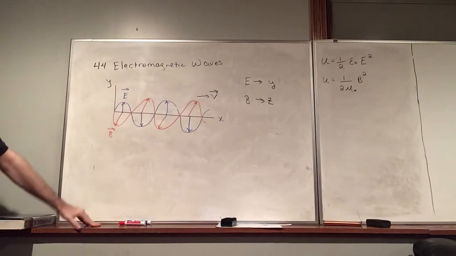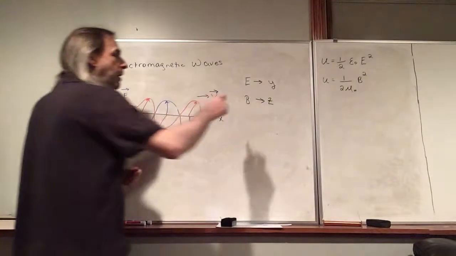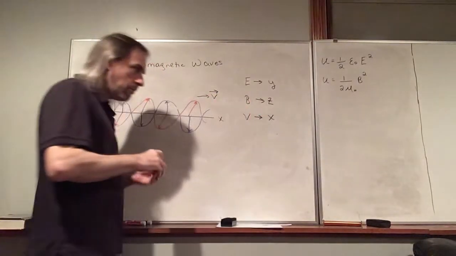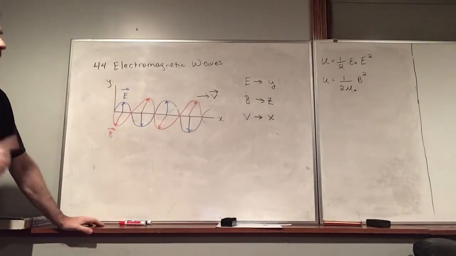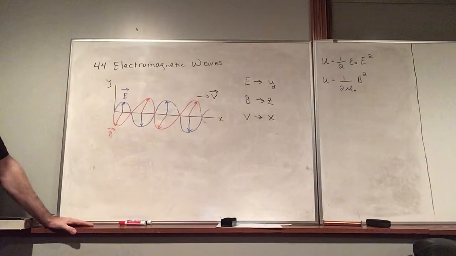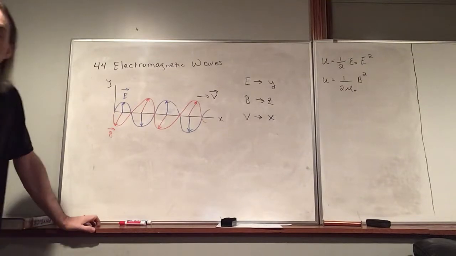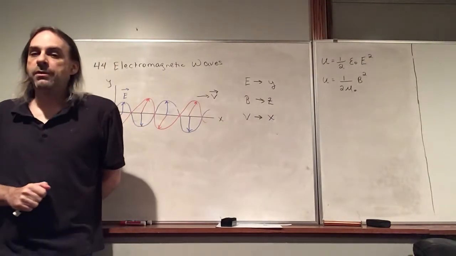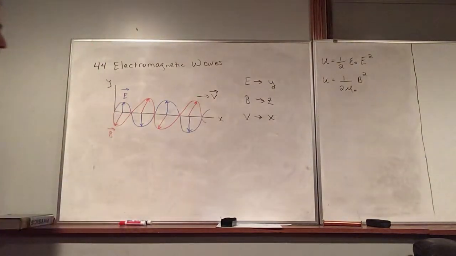But then the velocity is in the x direction. So again, we're forced to look at three dimensions here. It's not as bad as it seems, though, which I'll get to in a minute. But these three vectors are all perpendicular to each other. Now, we can say a little bit more about the relation between the electric and magnetic fields, just direction-wise.